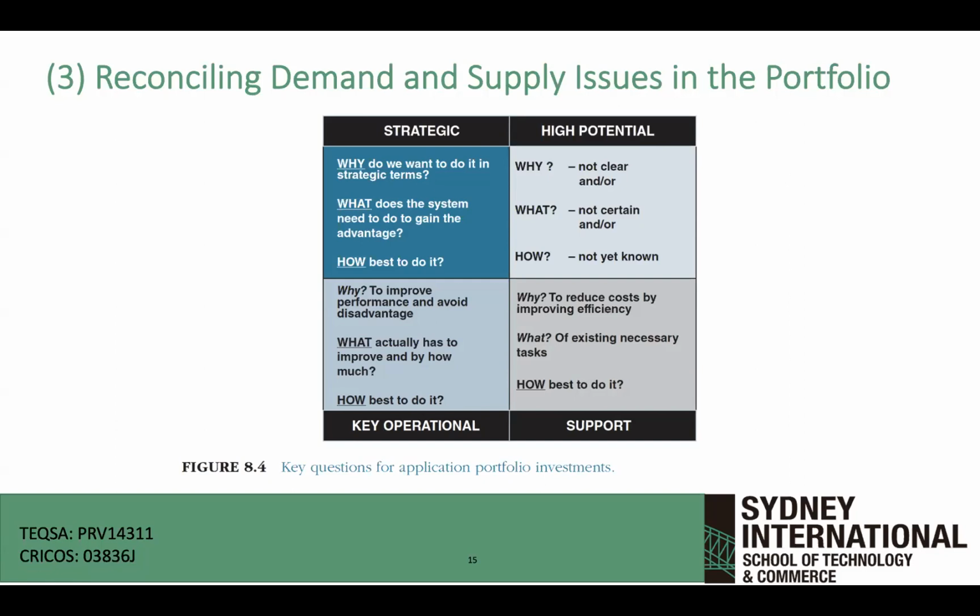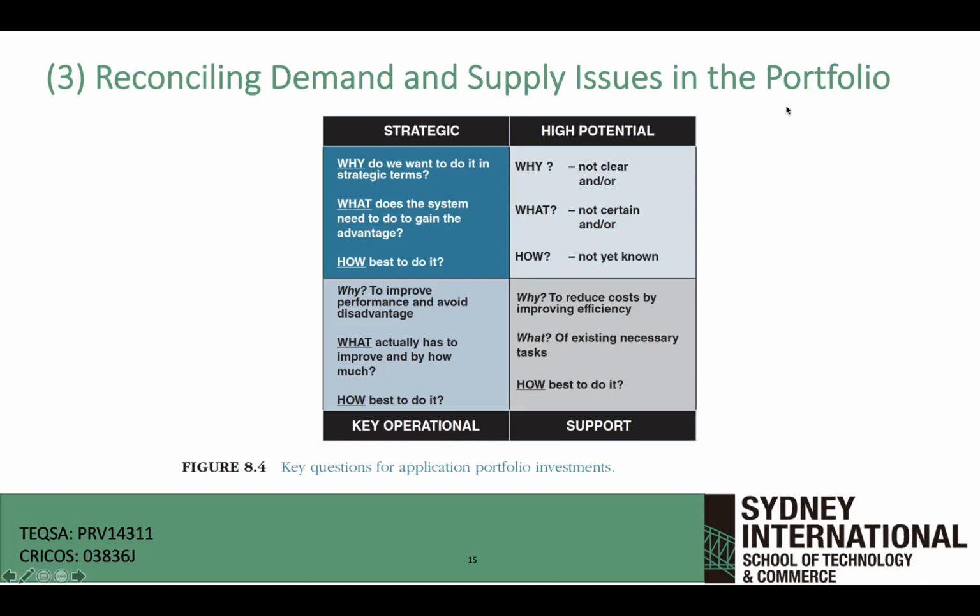In terms of support, why are we doing it? Well, we are doing it because we're going to reduce our cost by making ourselves more efficient. What are we doing? Well, the existing necessary tasks. If we look at all of these necessary tasks, that's what we basically have to really look at. How? Well, how best for us to do that particular aspect. So we need to decide how we do that.